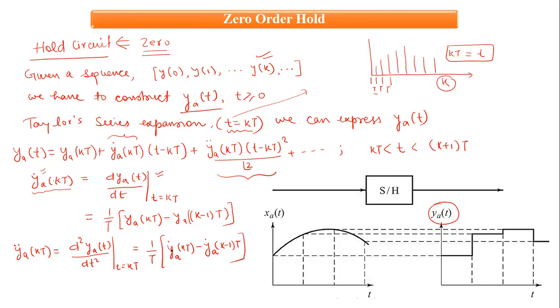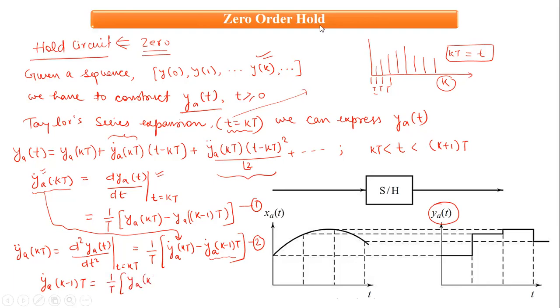Now we can put this equation here. By replacing k with k minus 1, we can replace this particular term. Let us say this is equation number 1 and this is equation number 2, for example. So you can write y dot a ((k minus 1)T) equal to 1 by T times y_a, where we are replacing k with k minus 1 here.